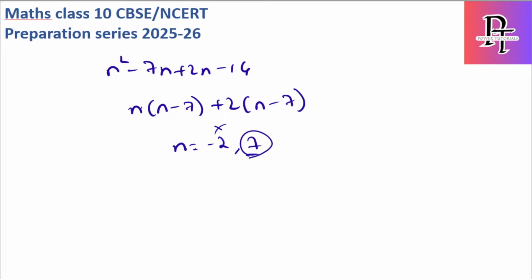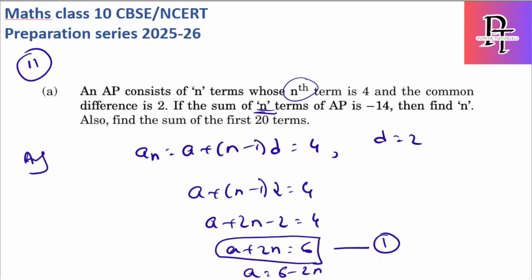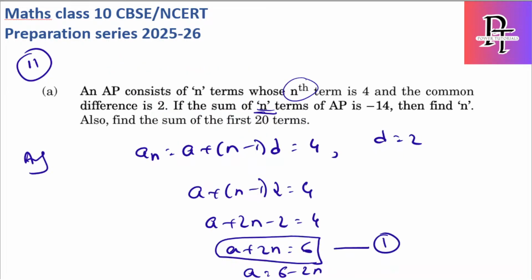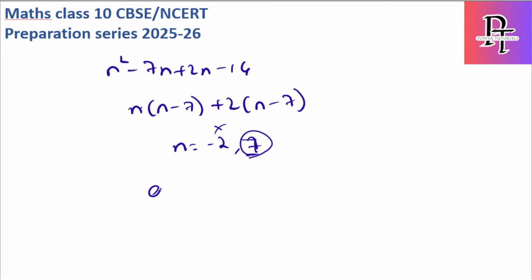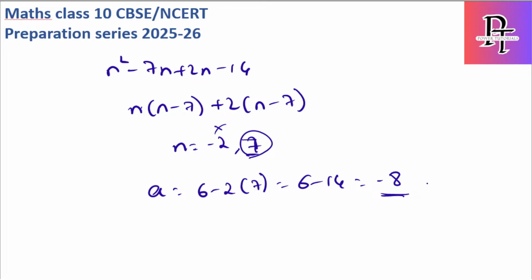So what they are asking, the second one: find the sum of first 20 terms. N value we got is 7. First 20 terms they are asking. So before that we need to find the a value as well. So what is a value? a is equal to 6 minus 2n. So a is equal to 6 minus 2 into 7. So this becomes 6 minus 14, which is minus 8. A value is minus 8, and d value is 2.